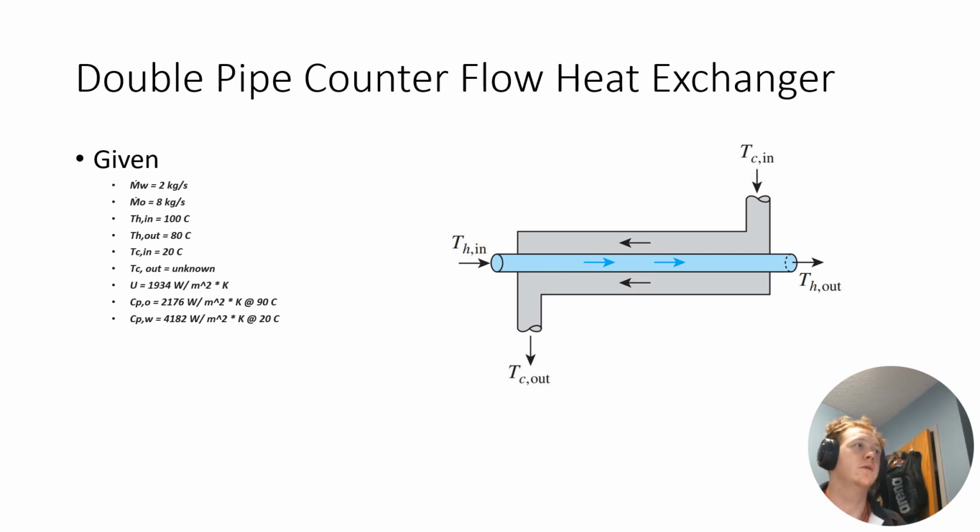The CP value for oil, I decided to calculate at 90 degrees Celsius, which is the average of the inlet temperature and the outlet temperature, and then I proceeded to interpolate for that value. The CP value for water, I picked at 20 degrees Celsius. I chose this because when I go up to 100 degrees Celsius, it does not change a whole lot. Also, you'll notice that TC out is unknown, so I will be solving for that later in this video.